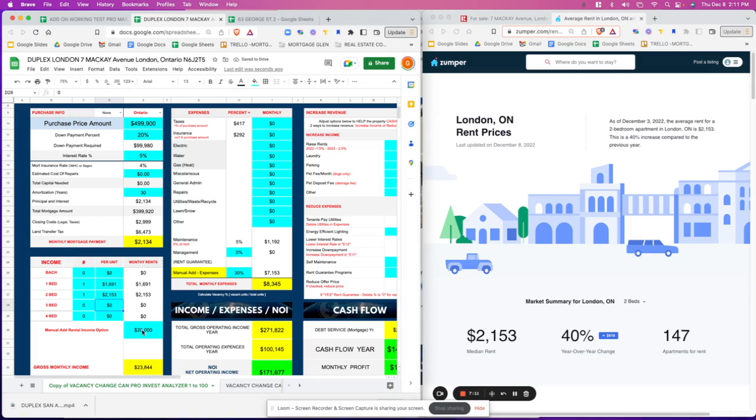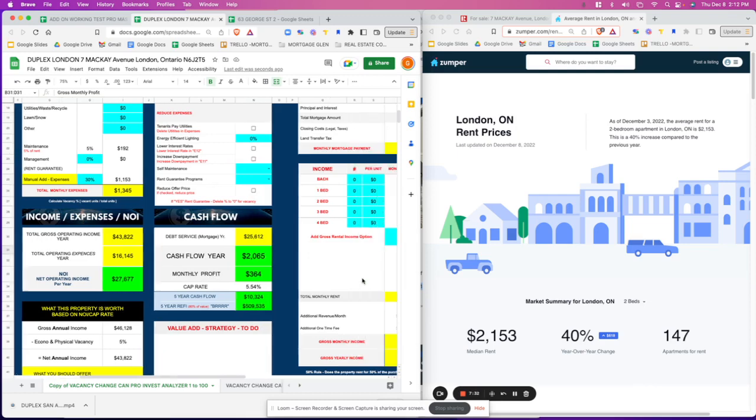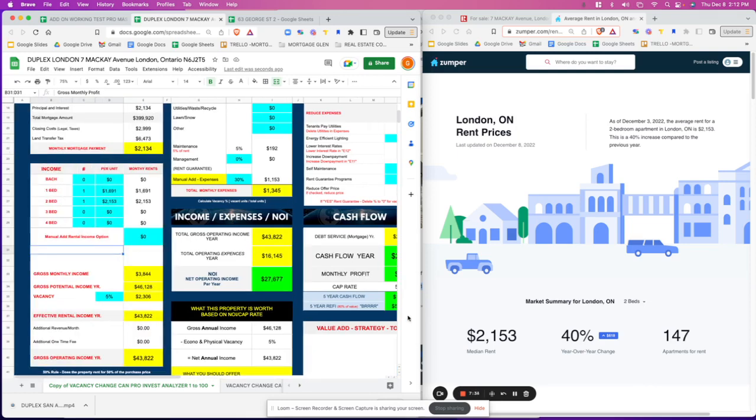Okay, so that's roughly the amount of rent they're acquiring per month, and this is the amount per year with a vacancy of 5%. Okay, so we're going to leave that as that. And right now, are we in cash flow? Yes, we are. We're 2,000 a year in cash flow.